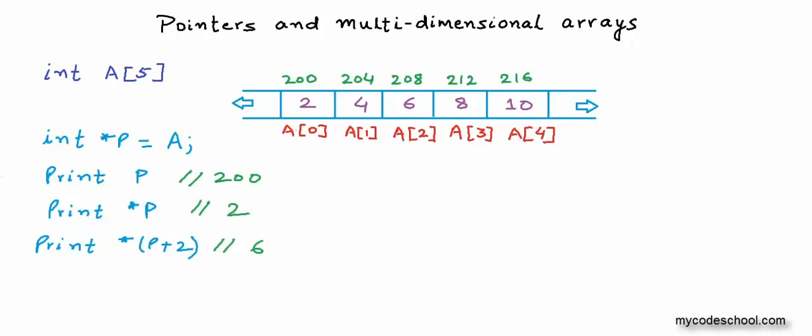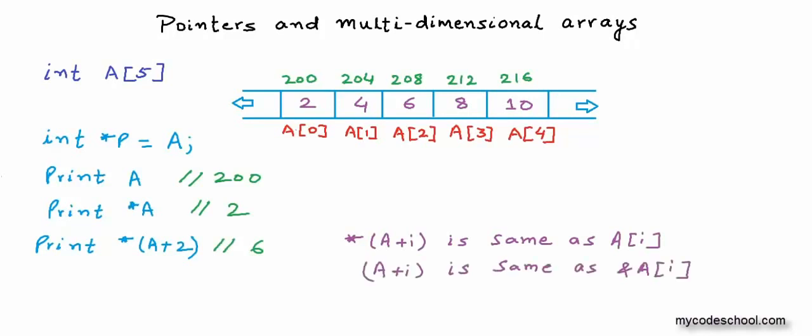Now the language gives us this flexibility that we can use the name of the array just like a pointer for all the dereferencing. So instead of doing all of this printing with p, if we would do all of this with A, it will still be the same. In fact, asterisk A plus i is same as A[i]. These are alternate syntax, and A plus i is same as ampersand A[i]. Both will give us the address of the ith element in the array.